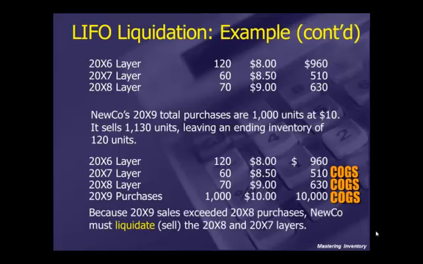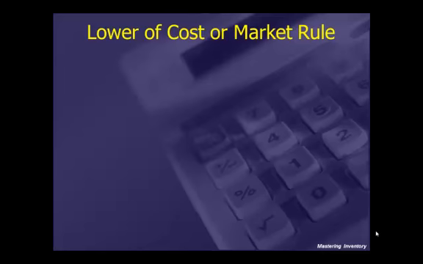So, because the 2009 sales exceeded the 2009 purchases, NewCo must liquidate or sell the 2008 and the 2007 layers. And if you look at the cost there, the 2009 purchases came in at a cost of $10, 2008 was at $9, 2007 $8.50. So you can see that the cost is less for those earlier layers.